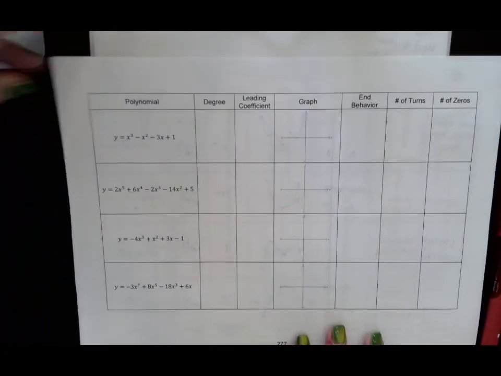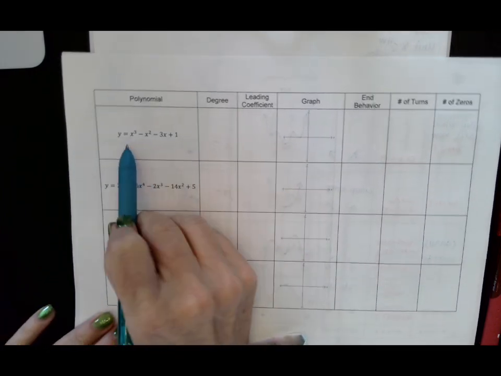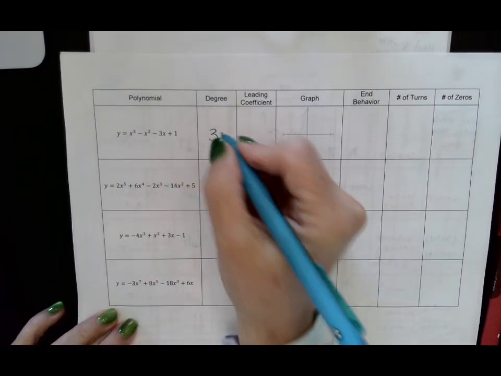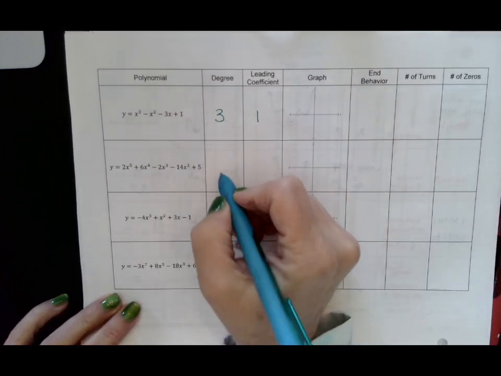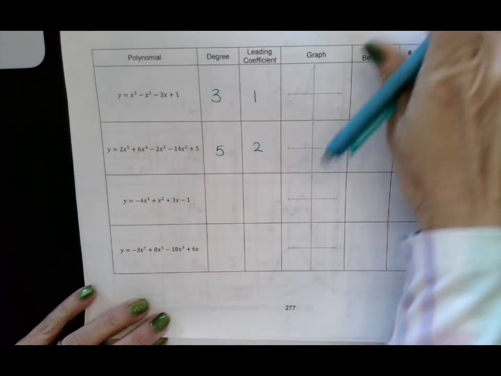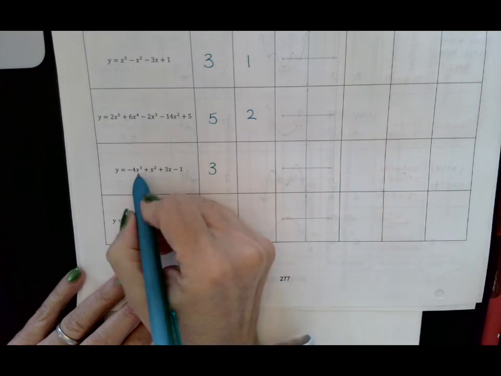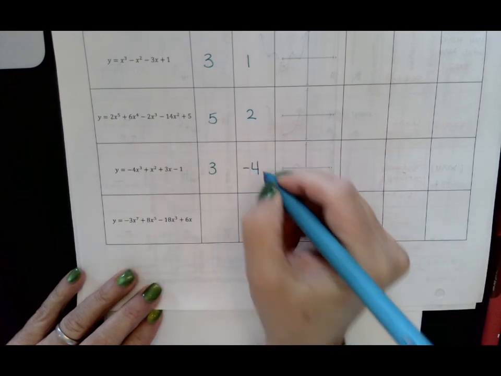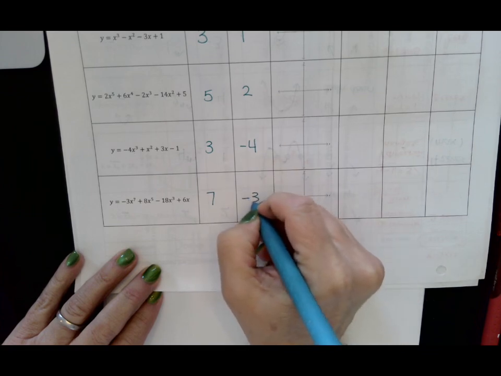Okay, let's flip this guy over and look at some odd degrees. So let's fill out our chart here first. So this is my biggest power, so it's 3. My leading coefficient is 1. Here, my biggest power is 5. My leading coefficient is 2. Here, my biggest power is 3, so this is a 3rd degree polynomial, and I have a negative 4, and this is 7, and this is negative 3.